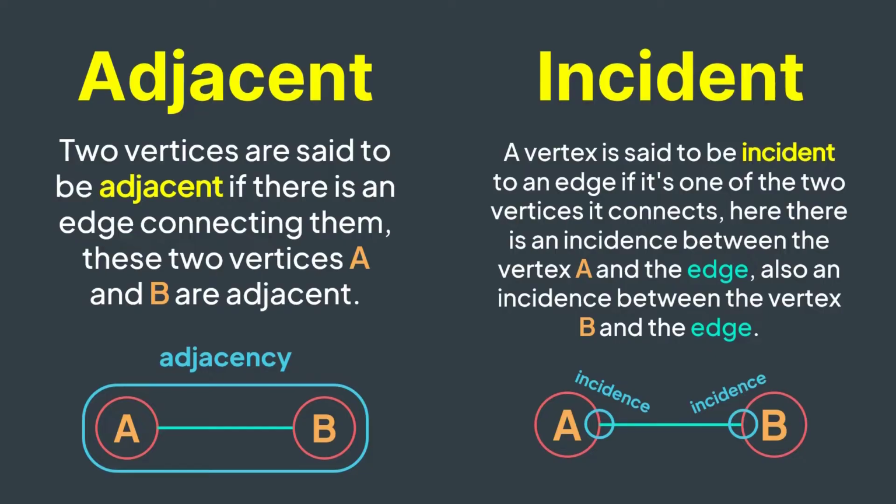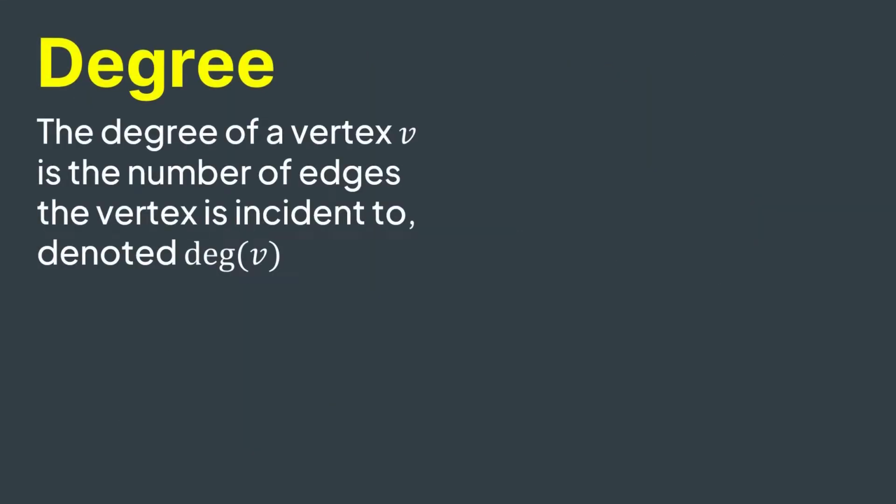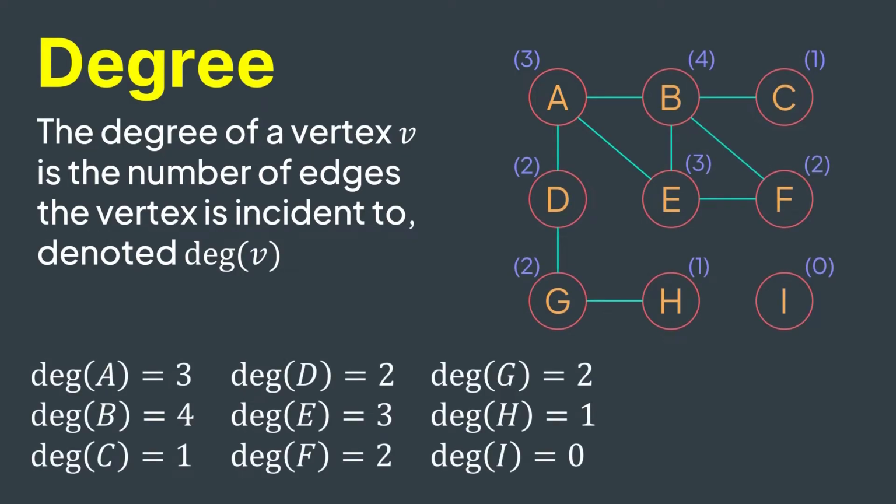Next term, an important one, degree. The degree of a vertex is the number of edges the vertex is incident to, denoted degree of V. For example, the degree of the vertex A is 3. Here are degrees of remaining vertices to better understand.